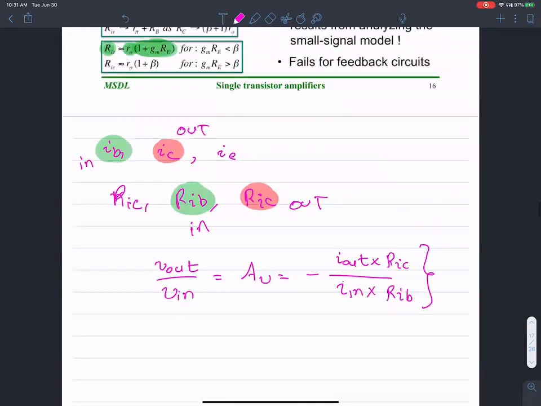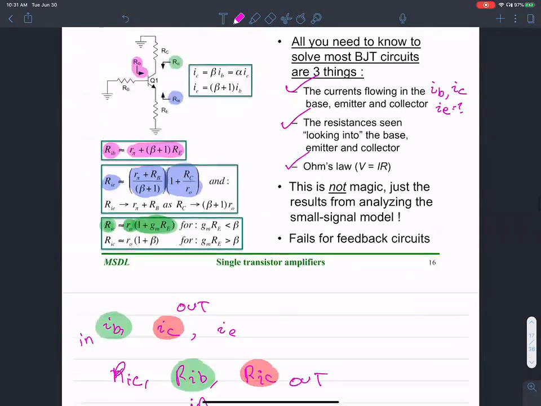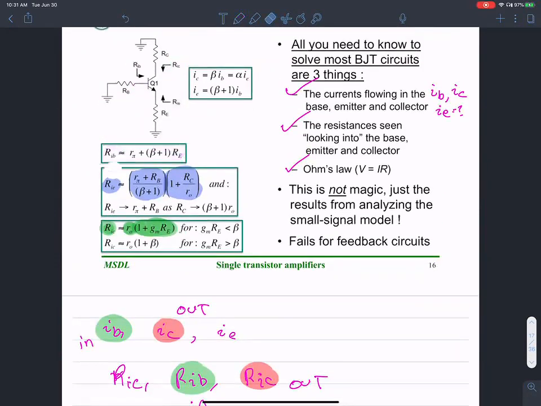Once we calculate this RIC, once we know these terms, calculating the gain is simply a matter of applying Ohm's law. It appears like magic, but it really is not, because if we already have an easy way to calculate these terms, calculating gain is straightforward. This does not work for feedback circuits. When I incorporate explicit feedback, this does not work.